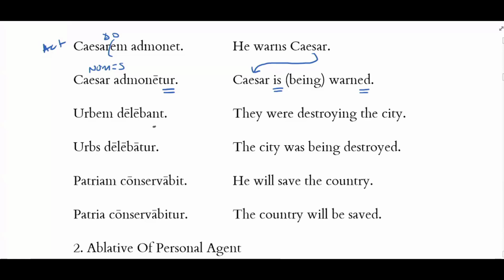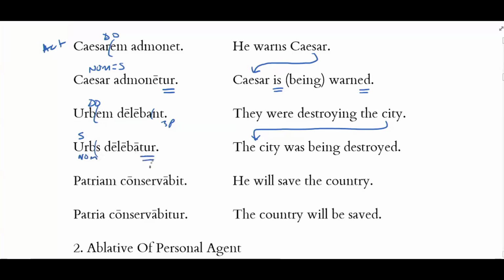Urbem delebant. So here is a third plural subject that's acting on the urbem because this is an accusative direct object. Okay, that's a direct object. So they were destroying the city. Now I want to say the city was being destroyed. The direct object of the active verb becomes the subject of the passive. So notice urbem as the accusative form becomes urbs in the nominative because it's the subject, right? So that's got to be nominative.